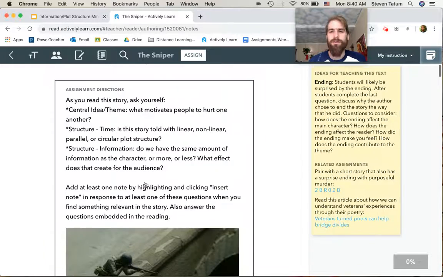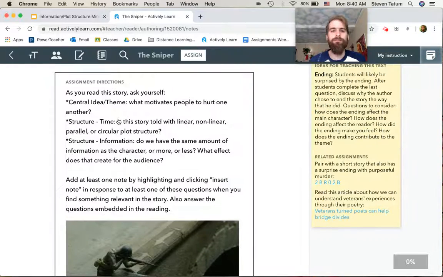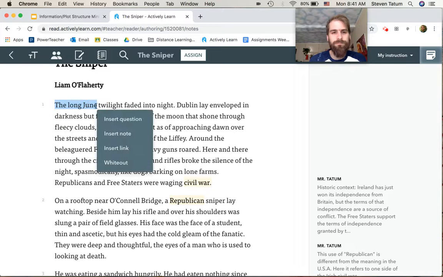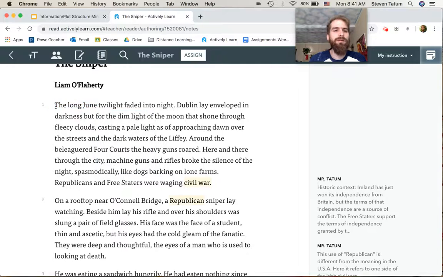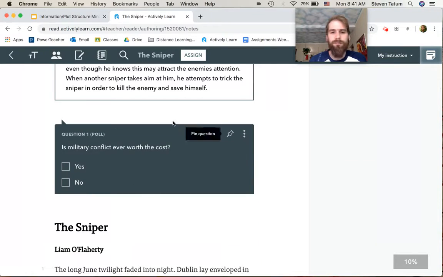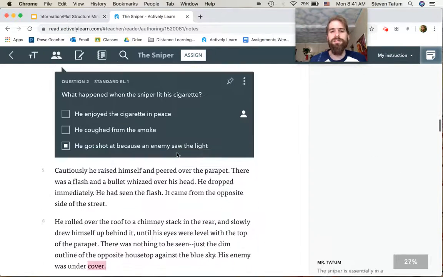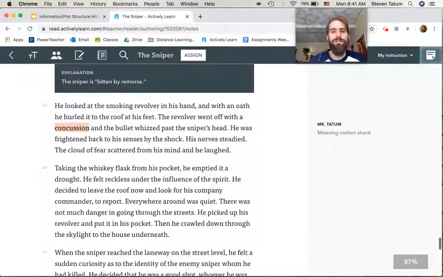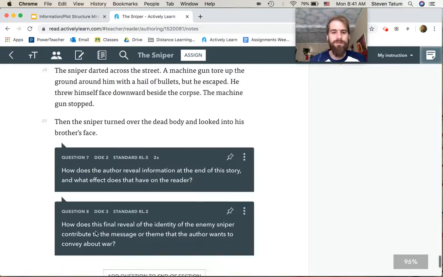There's some instructions here at the top. I'm asking you to think about some of these focusing questions, and I'd like you to try taking notes. The way you do that is you highlight a section and then you can insert a note there, and you can decide if you want just me to be able to see it or the whole class to see it if you want to start kind of a discussion. Also, these black boxes are embedded questions. I want you to answer all of those. There are 2 short answer questions at the very end, so don't forget to answer those as well.